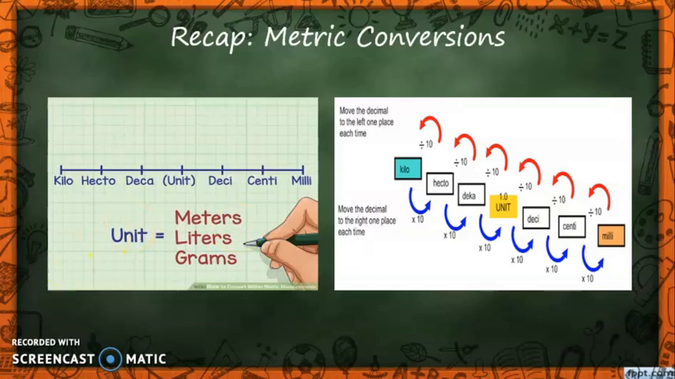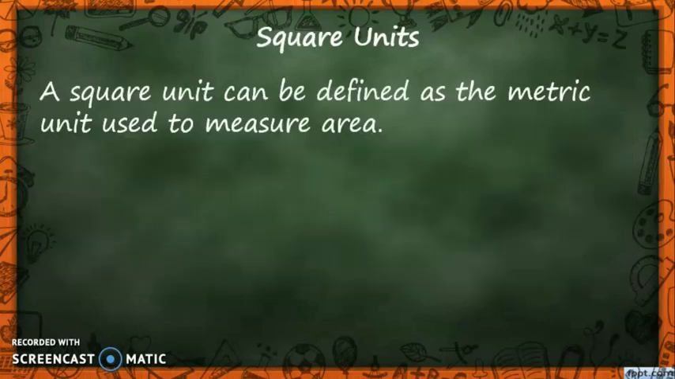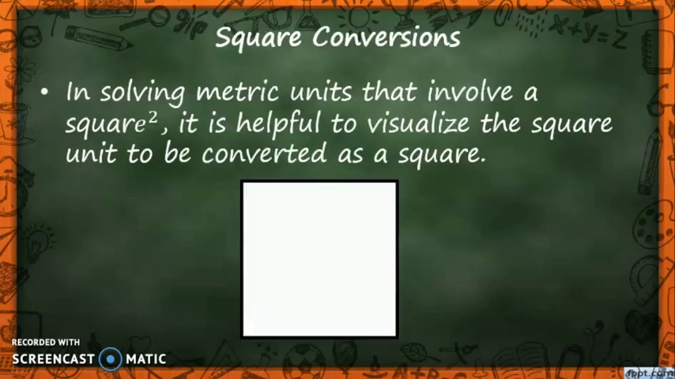So next, let's look at square units. A square unit can be defined as a metric unit used to measure area. So any sort of area that we are measuring, we have to use square units. Square conversions. In solving metric units that involve a square, it is helpful to visualize the square unit to be converted as a square. So here's a square to help you visualize.